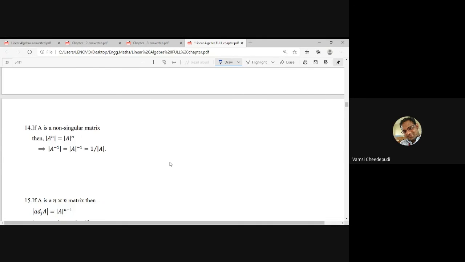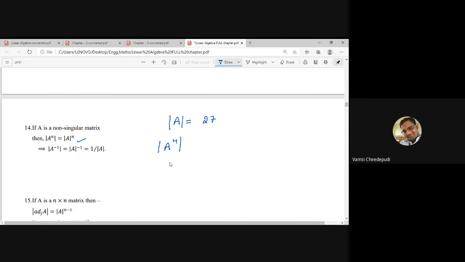Okay, if A is a non-singular matrix, non-singular means the determinant is not equal to 0, then the determinant of A power n is equal to det A whole power n. Sir, what is the advantage of this? Let us suppose there is a matrix A. I know that the determinant of A is some 27. And you asked me, find the determinant of A power 4.